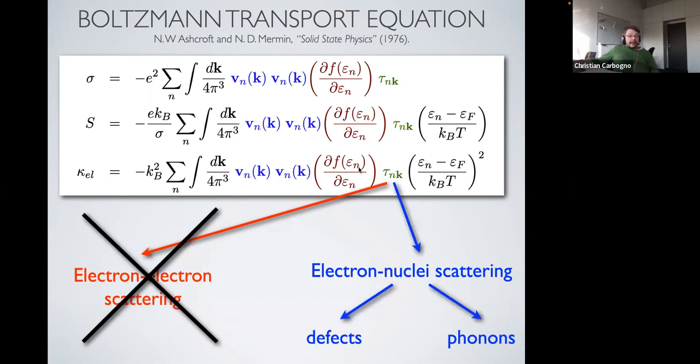The second kind of contribution that you can have, and this is the one we're interested in now, is electron-nuclei scattering. And here we can have defects contributing, or, and this is the topic here, phonons. Due to the fact that there are vibrations in the solid, the phonons break the symmetry in the Hamiltonian, they break these perfect electronic states and disrupt them and lead to a finite lifetime.